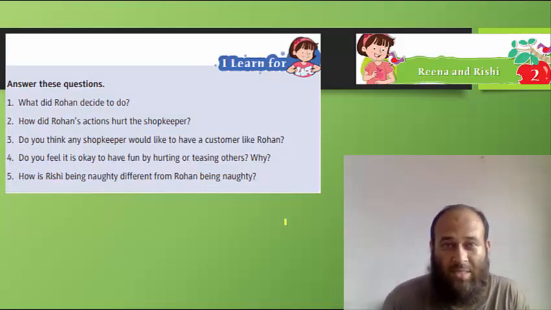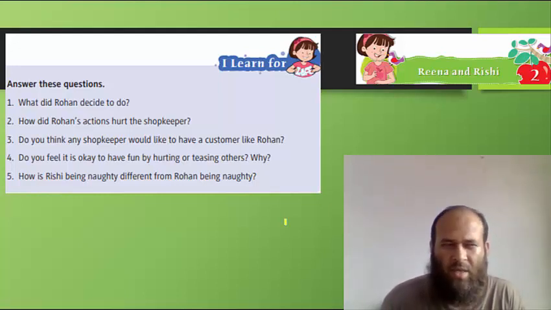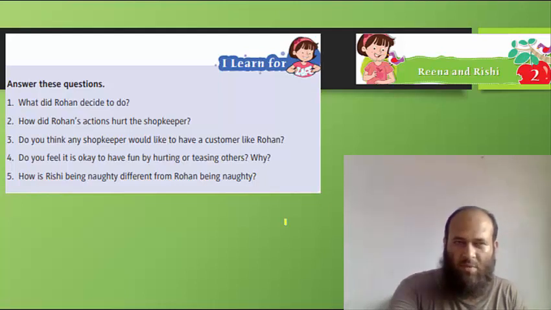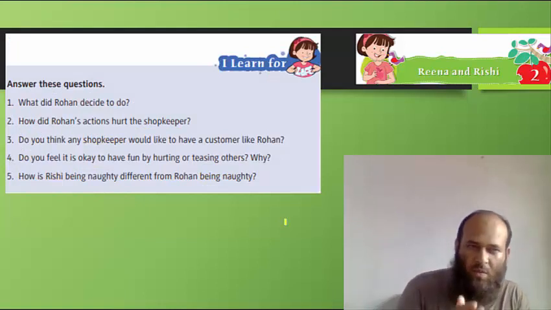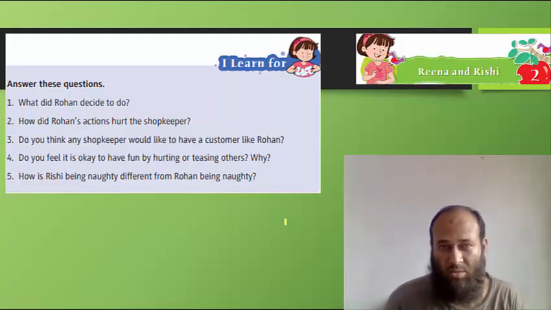Now, what important lessons do we learn from this? What are the lessons for life? What did Rohan decide to do? Did Rohan decide to go to the kitchen, wash his hands, or what? How did Rohan's actions hurt the shopkeeper? And here we are talking about this mischievous, naughty Rohan. What did he decide to do? And how did his actions hurt the shopkeeper?